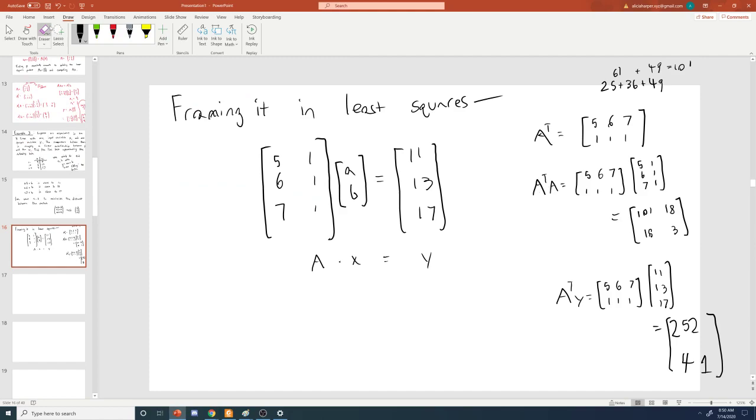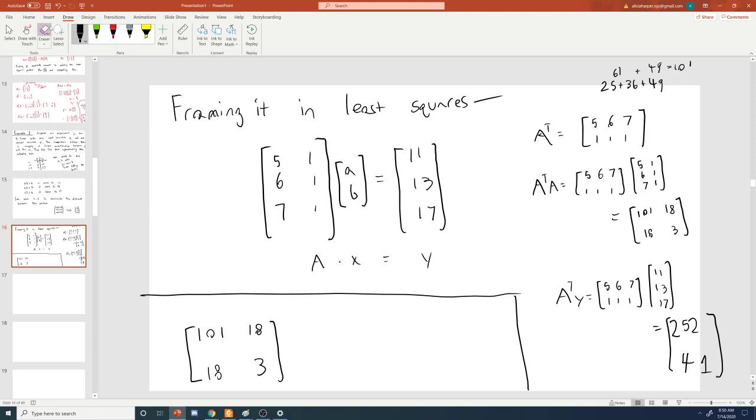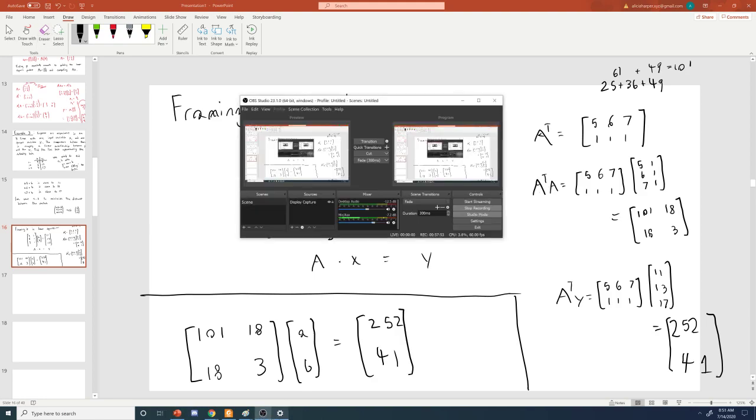All right. So now I have all the data I need to set up the linear equation that I need to solve. So I need to look at the matrix [1, 0, 1; 18, 18, 3] times (A, B) is equal to (252, 41).